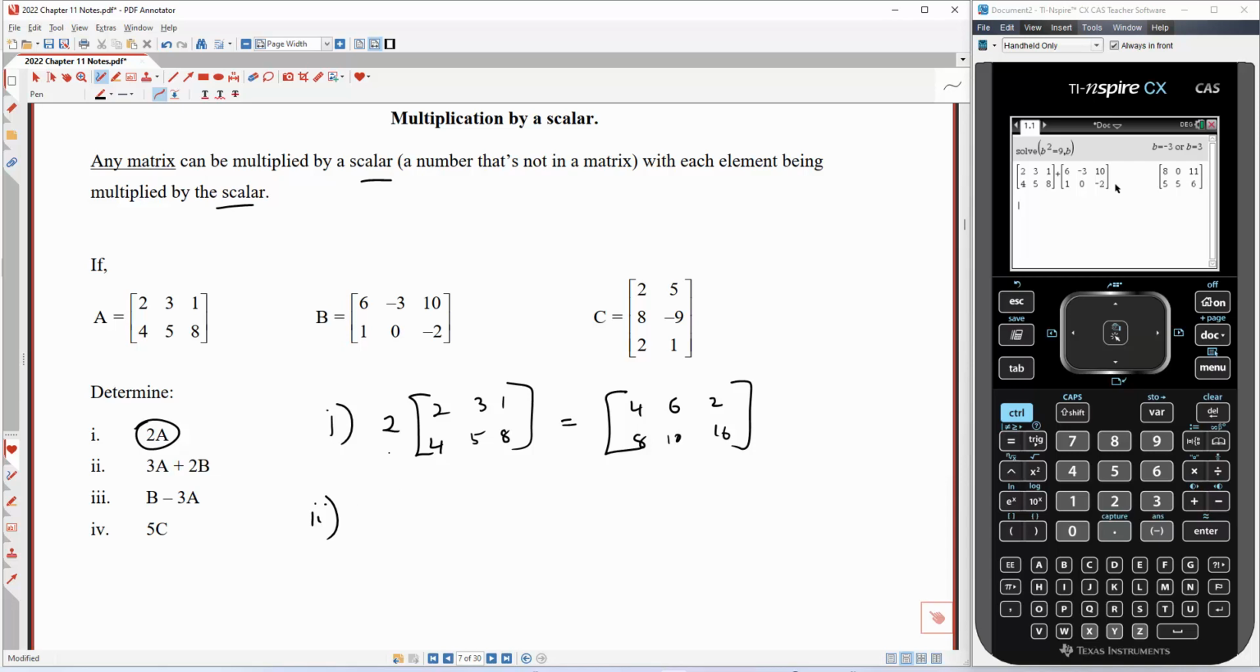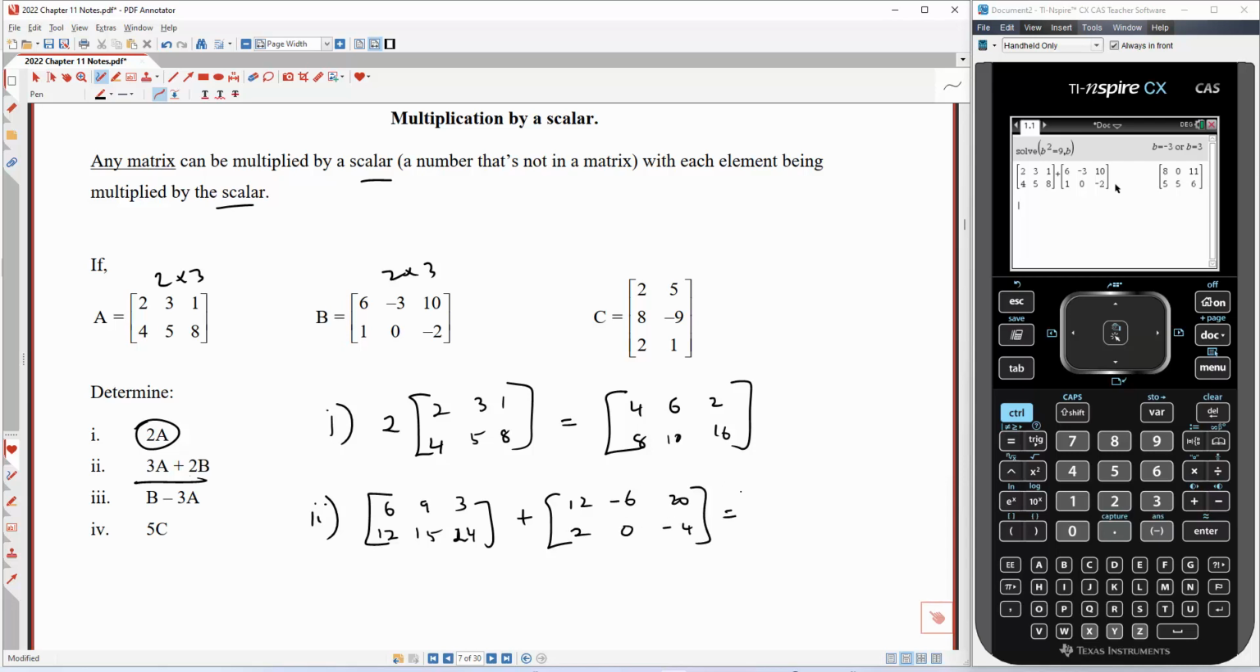Now 3A plus 2B. So what we want to do is add the results. Let's just make sure it's going to be defined. A is a 2 by 3 and B is a 2 by 3. So I will be able to add them together. So just to take a shortcut here, what I'm going to do is 3A. So I'm going to triple matrix A, which is 6, 9, 3, 12, 15, and what's triple 8? 24. So that's triple A plus double B, which is 12, -6, 20, 2, 0, -4.